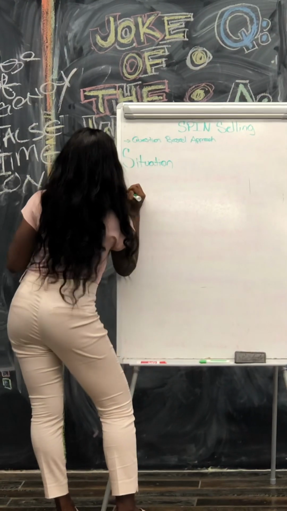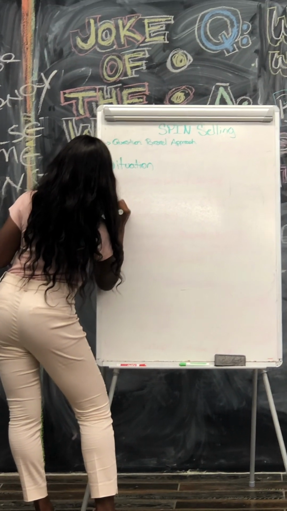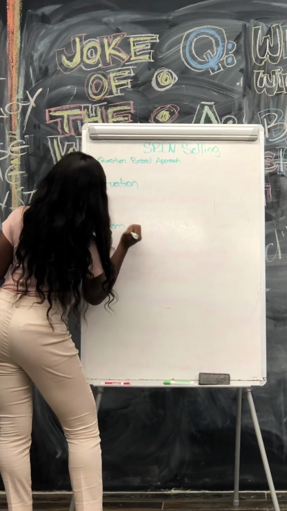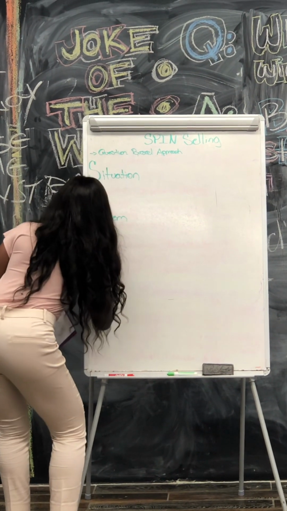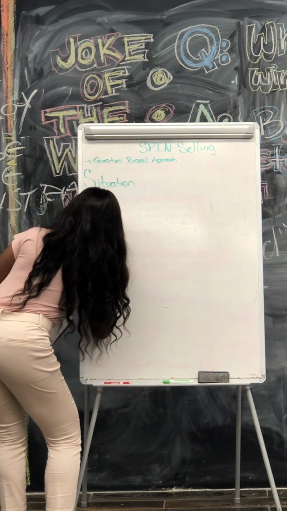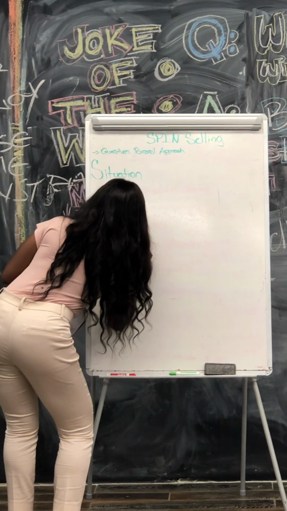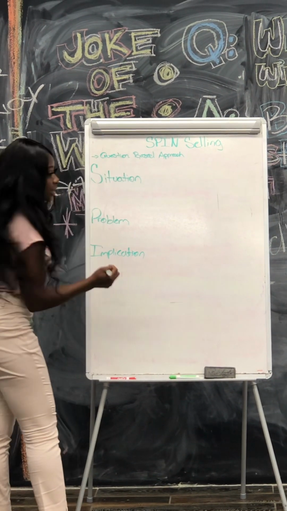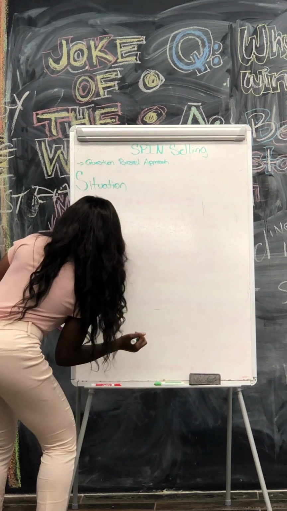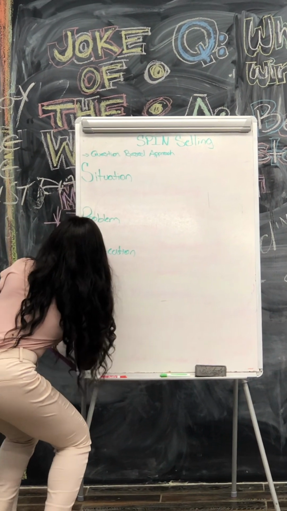The next one is problem. The next one is implication. And the next one is need payoff.